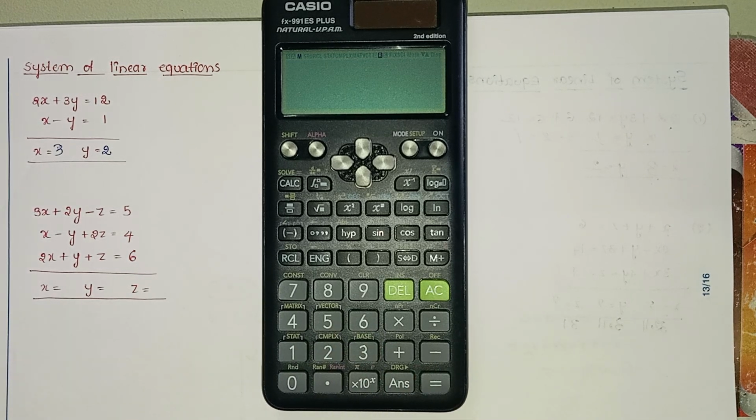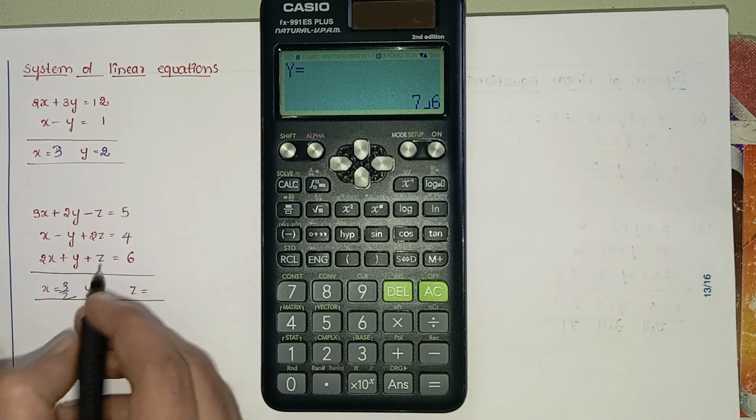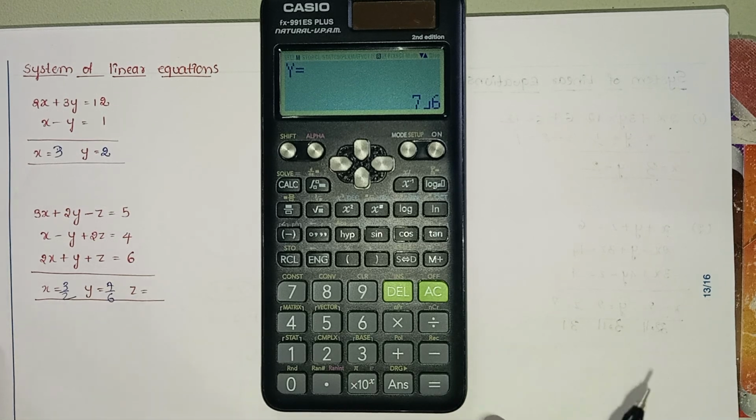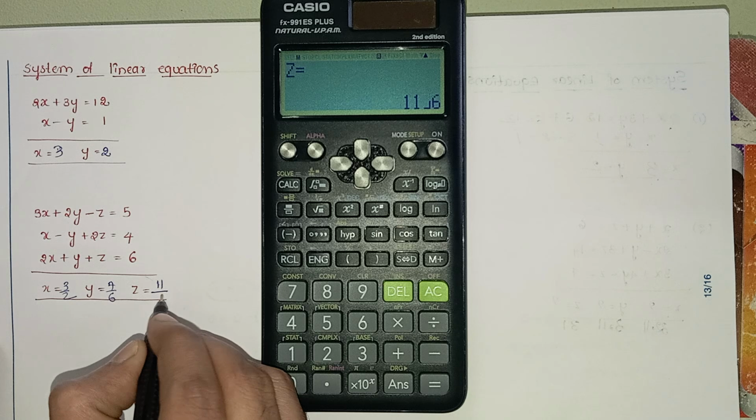So after solving the equation, we will get x is equal to 3 by 2, y is equal to 7 by 6, z is equal to 11 by 6.